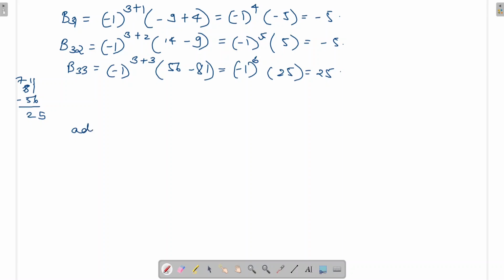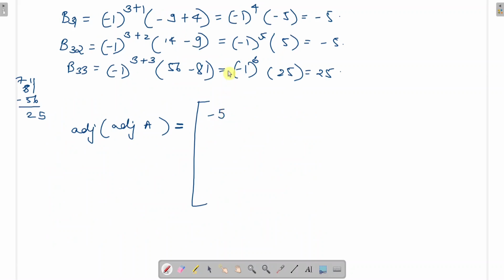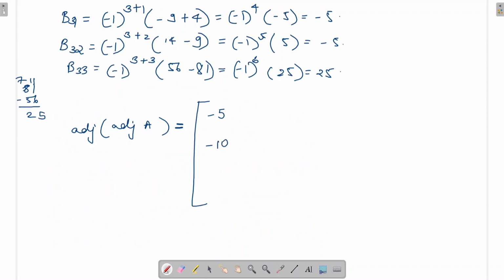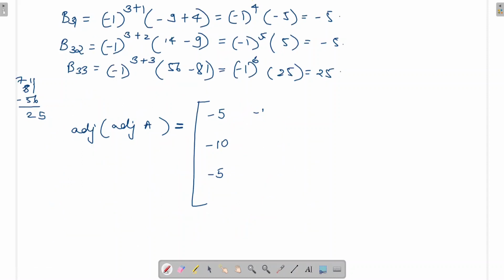Okay, so adjoint of A, we can write, will be equal to B11, that is minus 5, B12 and B13 minus 10, minus 5, then minus 10, minus 15, minus 5, and then minus 5, minus 5, 25.